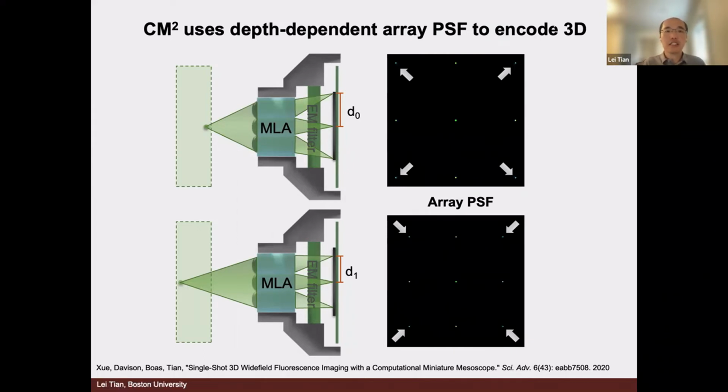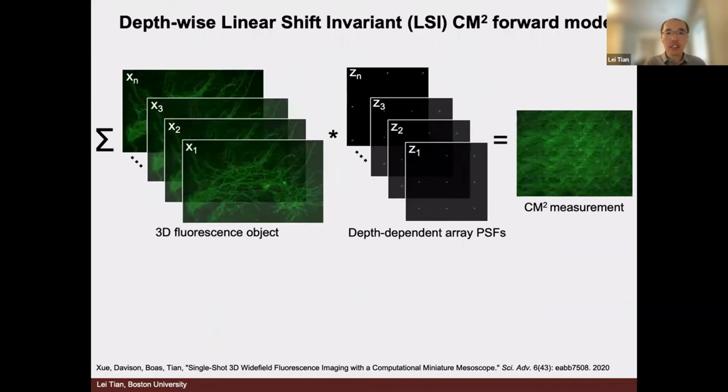So basically, because of these depth variations of the point source, that gives you the depth cue, which allows you to perform post-hoc 3D reconstruction. In reality, this is the forward model we built. We are talking about a 3D volume, but just like previously, we discretized the 3D volume into a bunch of 2D slices. We have n slices, and each slice is denoted by x_i.